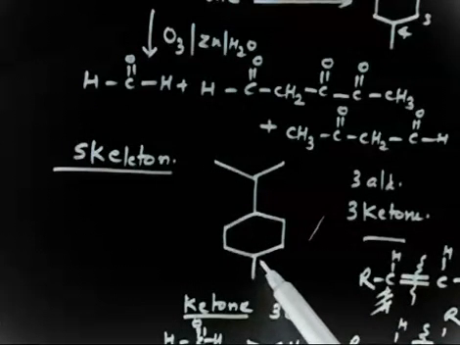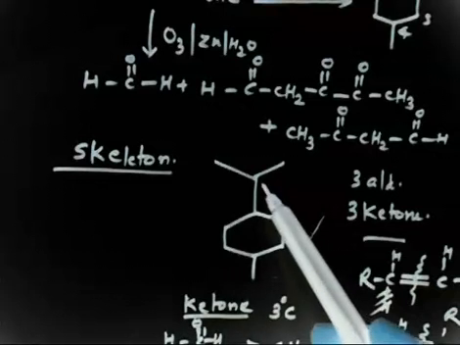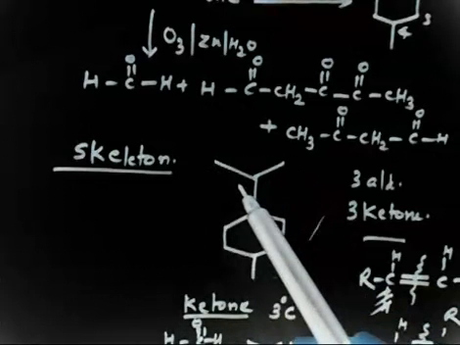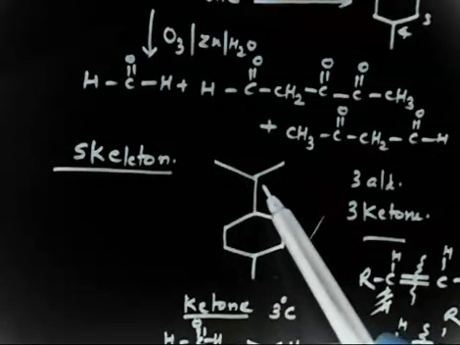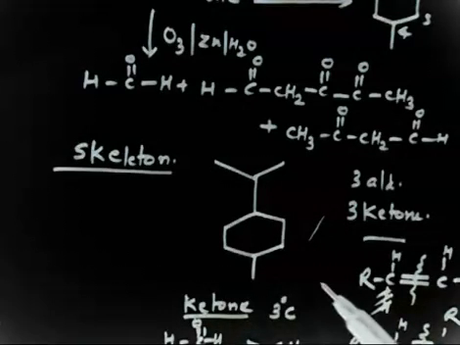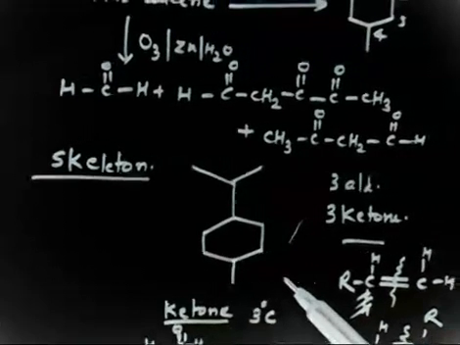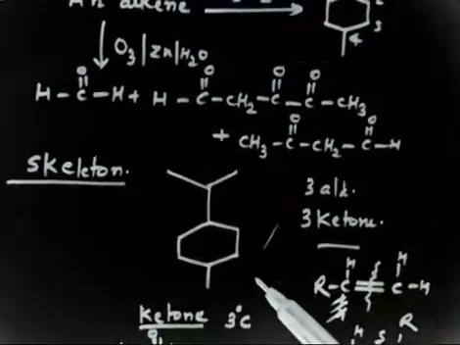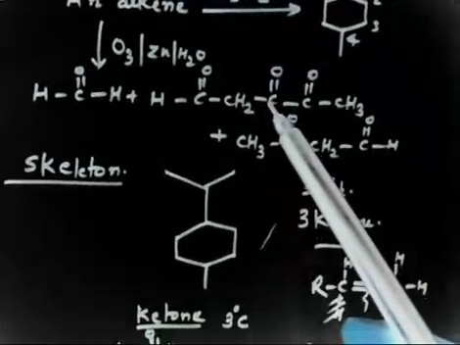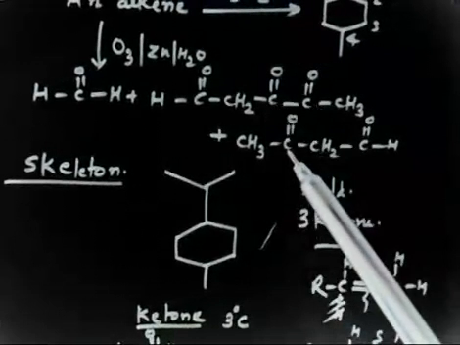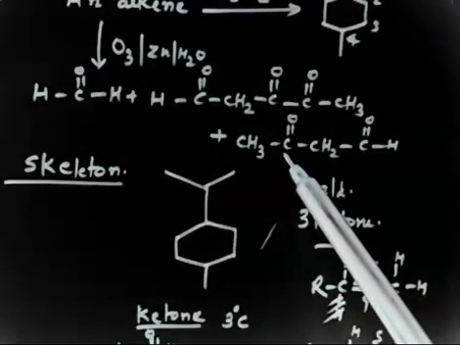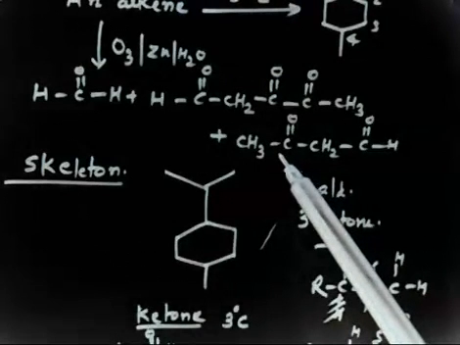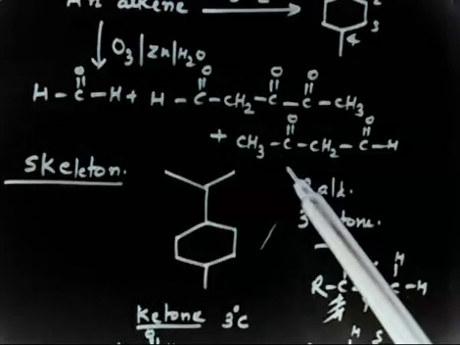So I have three options. Either I can put a double bond here, or here, or here. This and this are the same. So let us put a double bond here or here. I can put these two things. Now let us say next, if you see ketone, I am getting one ketone, two ketone and three ketone. So I need three tertiary carbons.